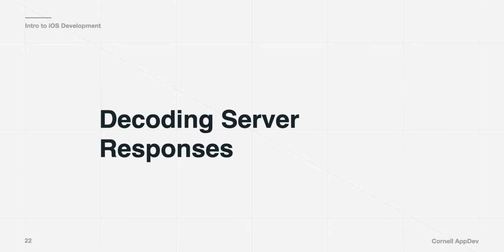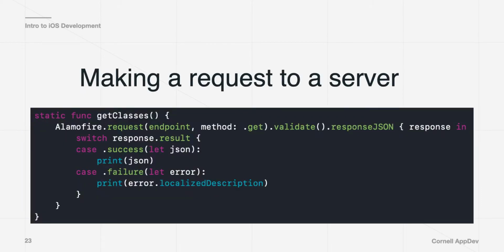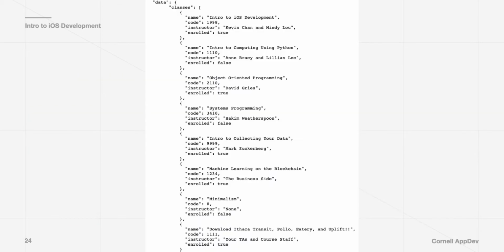So the last part is decoding server responses. You make a request to a server. In this case, you want to get the classes. But now when you get the response, you want to somehow handle this response and make it into an array, a form of data that you can manipulate in Swift. In last lecture, we noticed that the data we got back was this JSON with key data and value, this array of classes. Each class has a name, a code, instructor, and enrolled. But you can't really manipulate this in Swift. This is not really a Swift object or anything like that.